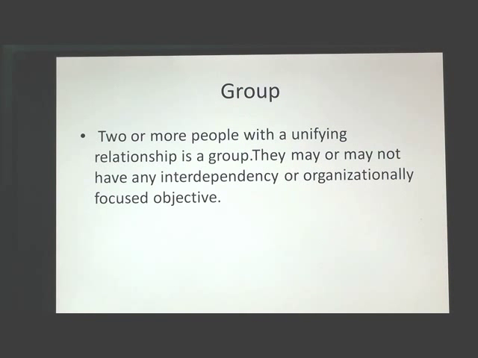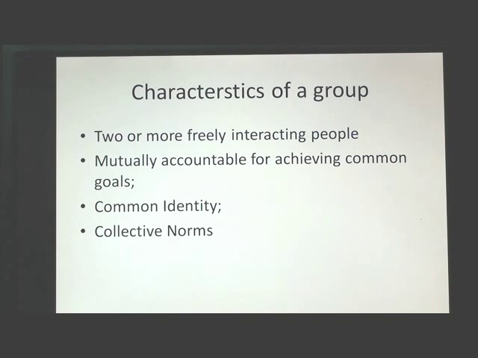For our purpose, a group is any number of people with shared goals. They communicate with one another over a period of time and are few enough so that each individual may communicate with everyone, one to one. So that's why two or more people, when they have a unifying relationship, is called a group. They may or may not have any interdependency or organizationally focused objective.